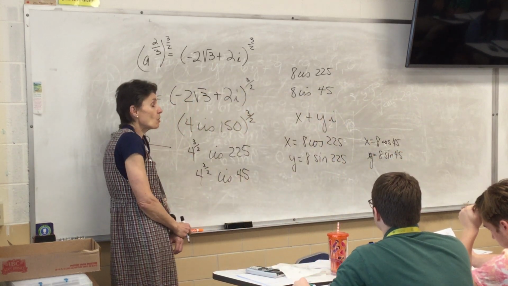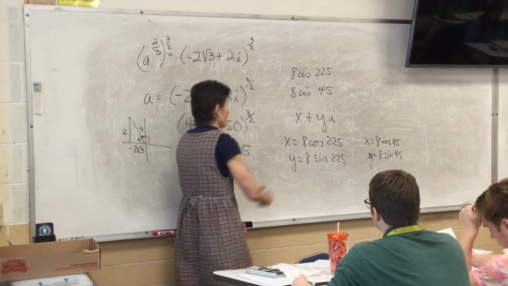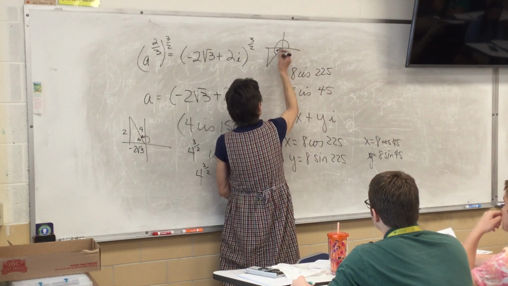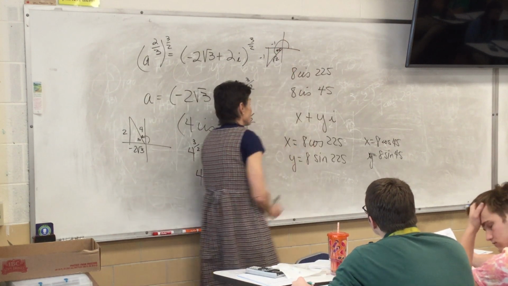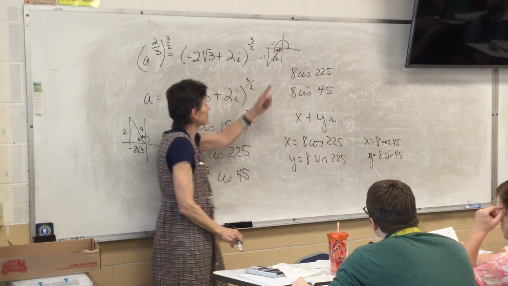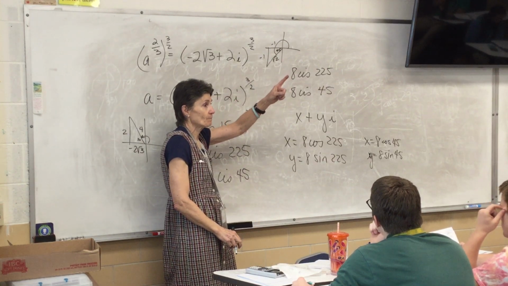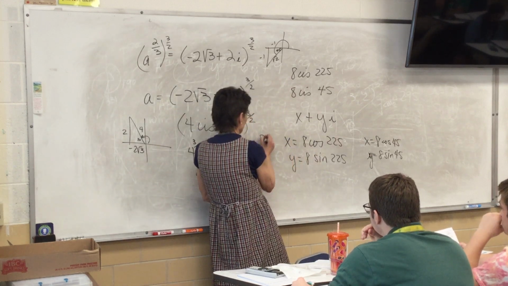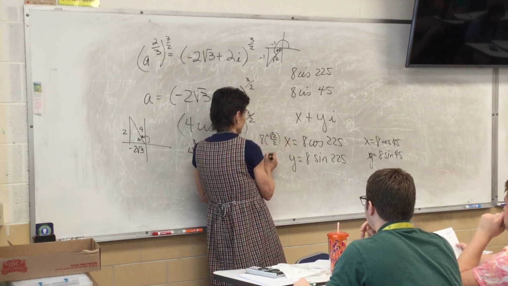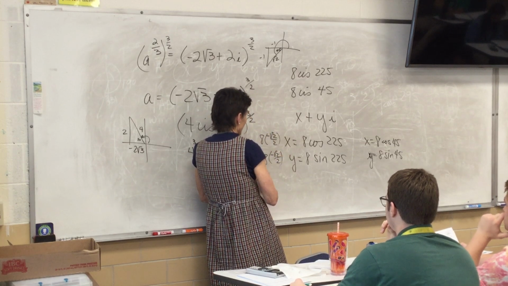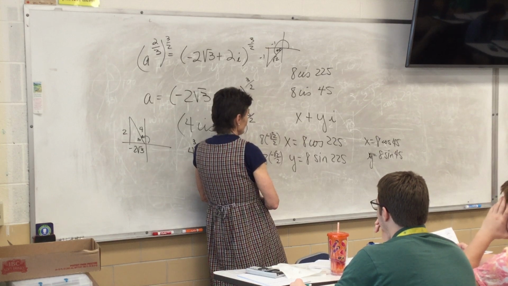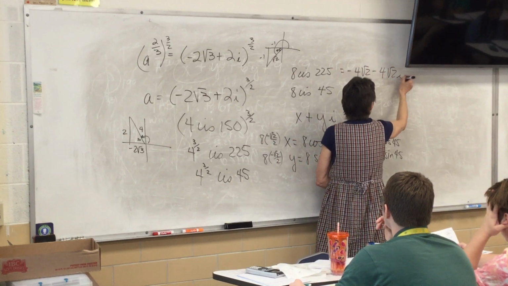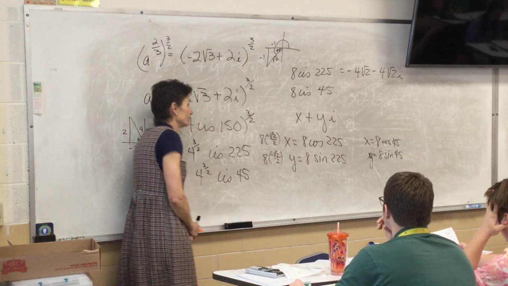So again, we can do this totally without a calculator, because what do we know about 225? It's a special one. So what's the cosine and the sine of 225? Negative root 2 over 2. So we're going to take 8 times negative root 2 over 2. And that's going to give us negative 4 root 2 minus 4 root 2i. So there is the first one.